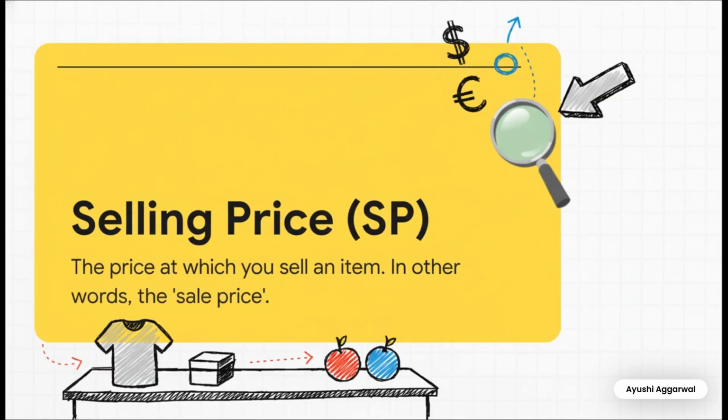And then on the flip side, we have the selling price, or SP. This is the price at which you sell that item to someone else. Simple, right? It's the bechne kadam. So it's crystal clear. CP is for buying, SP is for selling. And it's the relationship between these two that tells us if we've made a profit or a loss.